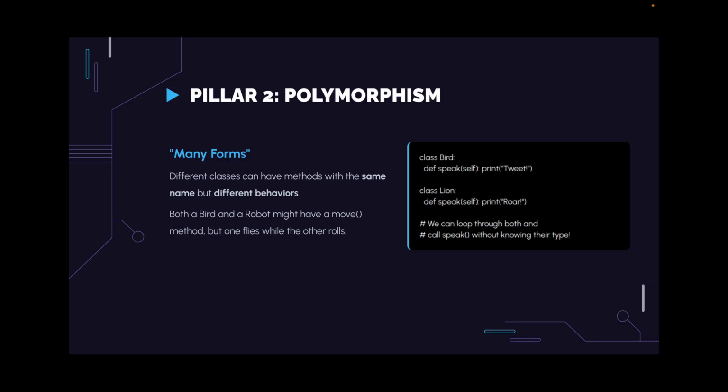And something special about this is that we could loop through objects which are instances of classes bird and lion, and we could call .speak on all of them without knowing their type. And every time it would call the .speak method for whichever class the object was actually an instance of.